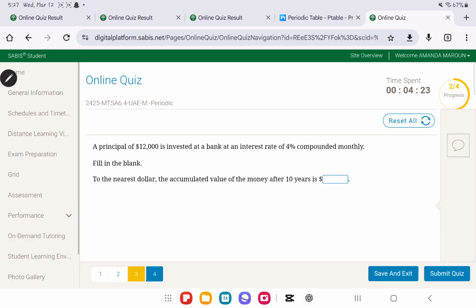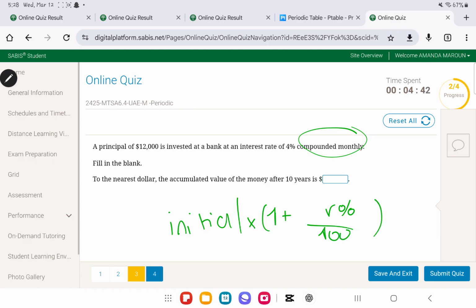We move on to question number 3. Again, the principal of $12,000 is invested at a bank at an interest rate of 4% compounded monthly. So compounded monthly is different. Compounded monthly, it becomes initial times 1 plus the rate percentage over 12, to the power of the number of years times 12.